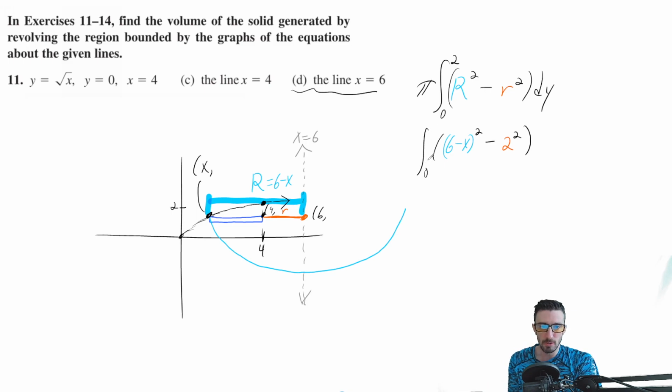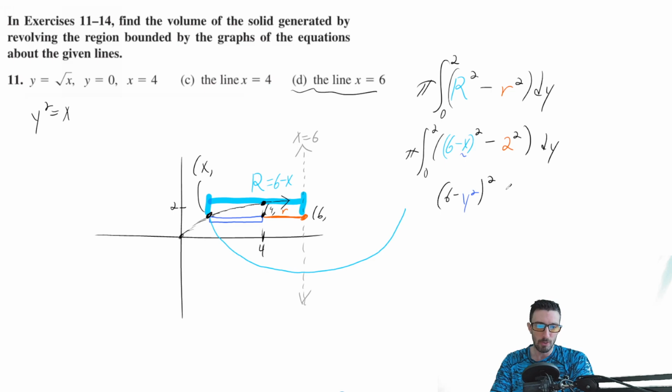Then I'm still taking the integral. Okay, so now I've got an issue: this is a dy, so everything needs to be in terms of y, and that's not in terms of y. So I need to solve for x, and that would be y squared. So now it's going to be 6 minus, instead of x here, I'm going to put y squared, that whole thing squared, minus 2 squared, which is 4. And then there's a dy, integral from 0 to 2, with the pi outside. Now I'm confident you know how to finish this up.